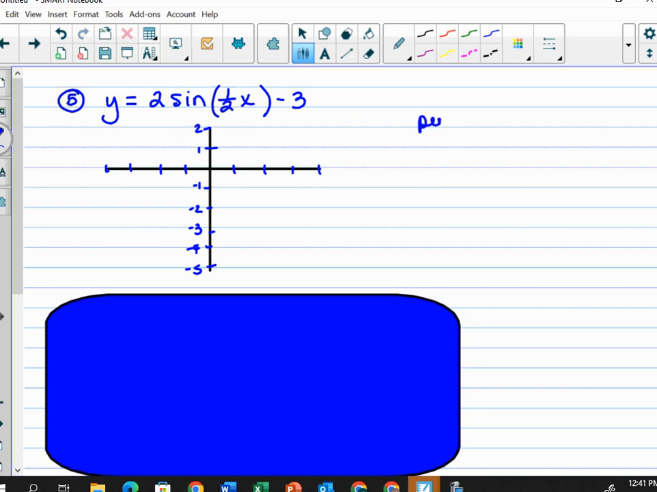What is the period of this function? 2 pi over 1/2, which is 4 pi. Okay, so we just did it in the last problem. Our labels are pi, 2 pi, 3 pi, 4 pi. Okay.